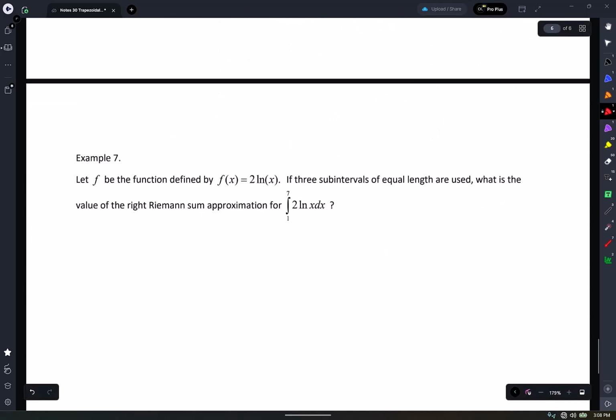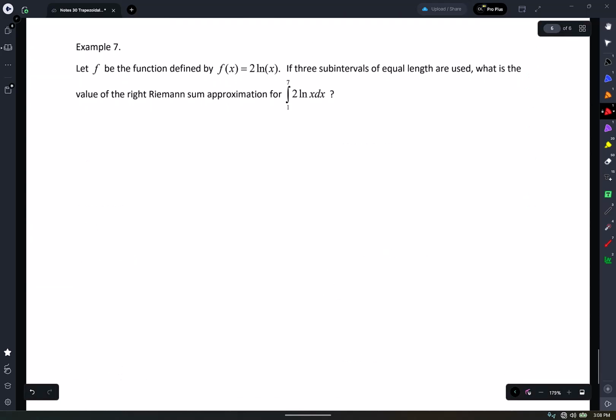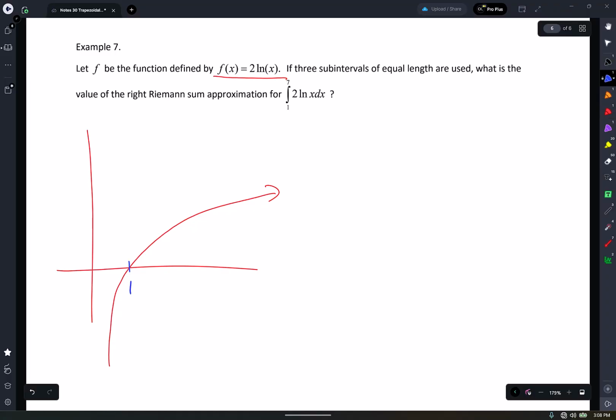All right. Last one, and then we'll call it a day. And I'll do the visual, because I know you guys want to see the visual. Let f be the function defined by 2 ln of x. Do you guys know how that looks? Where 1 is right there. That's my 0. And I'm going to exaggerate it. I'm going to say here's 7.